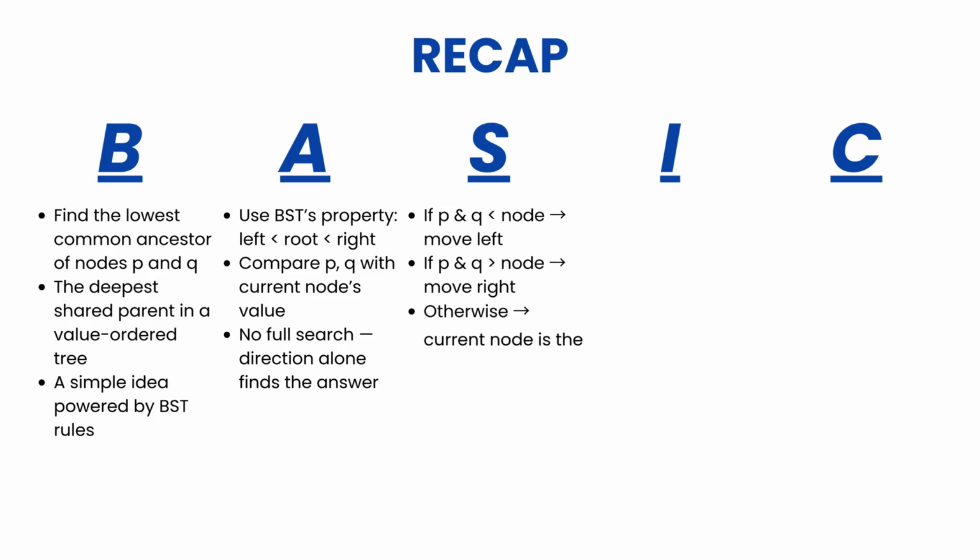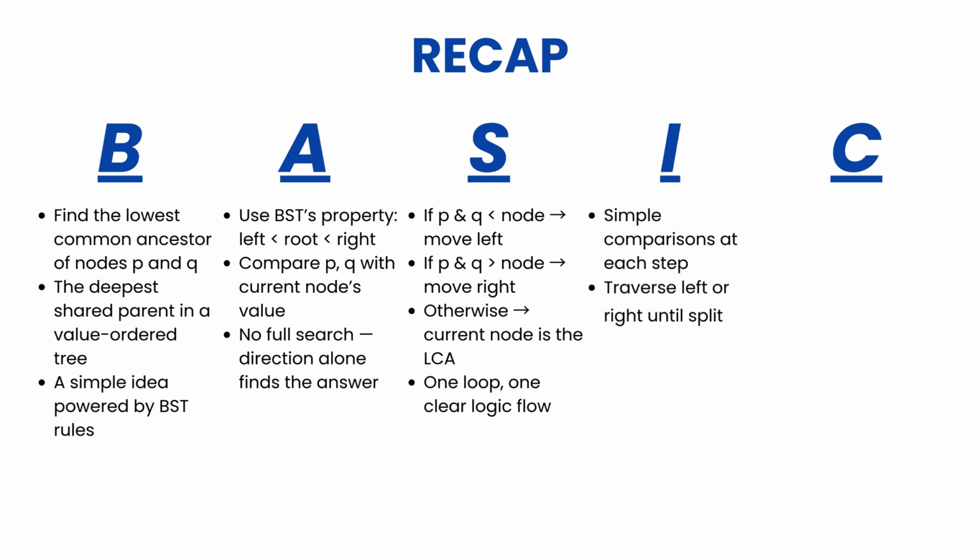Start at root and loop, or recurse, with 3 simple checks. If P and Q are both smaller than the current node, go left. If both are larger, go right. Otherwise, you've hit the split, or matched one of the nodes, and that current node is the LCA. We followed that plan directly, using straightforward comparisons at each step. No extra data structures, no exhaustive search, just clean movement left or right until the split point appears.